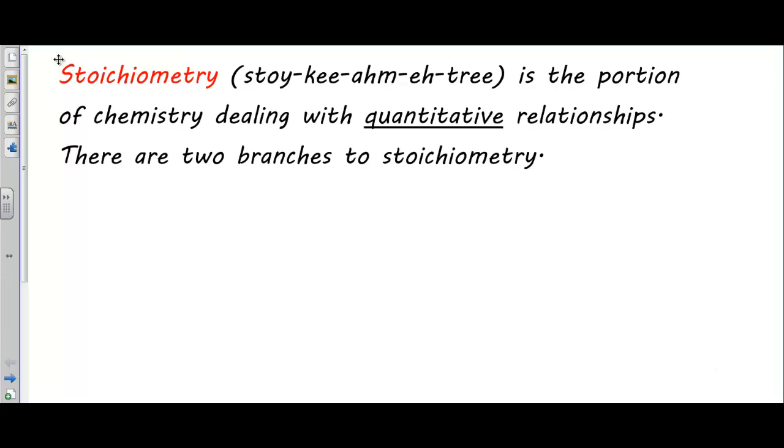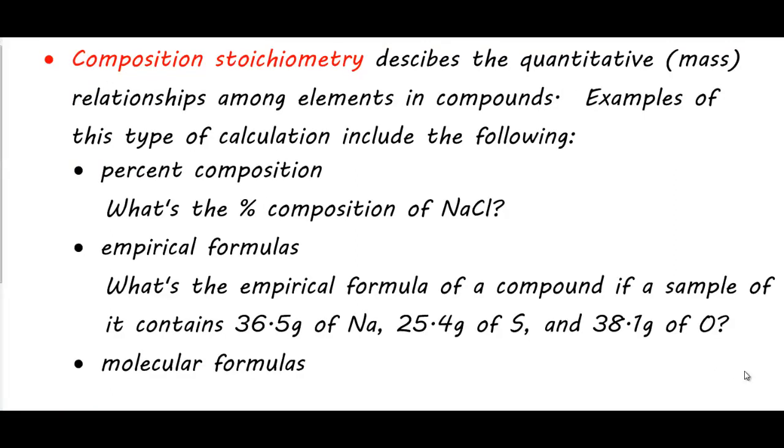There are two distinct categories of stoichiometry. The first category is known as composition stoichiometry, and this is actually what Chapter 8 is devoted to. In fact, Chapter 8 is entitled Chemical Composition. But composition stoichiometry deals with the quantitative relationships, the numerical relationships among the elements in individual compounds.